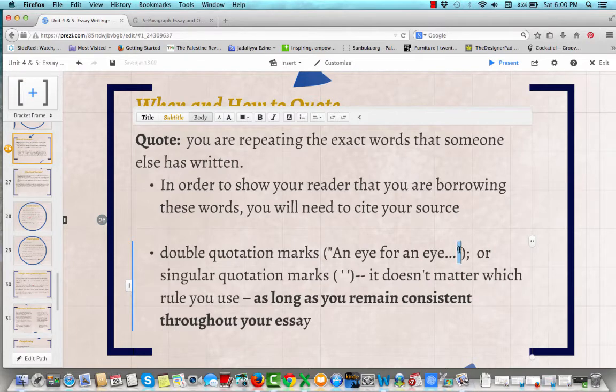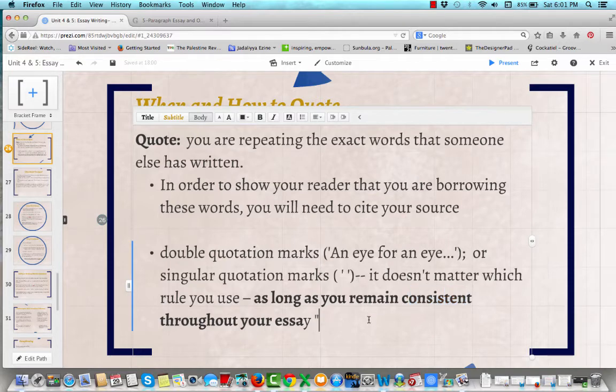Why is this important? Because it tells the reader, the person who is reading your paper, that the quote, this wording, is not yours, that it has started from here and it ends over here. Alright, guys? Now, it does not matter if you use double, these two, or if you use single, over here, 1, 1, or 2, 2. But as long as you remain consistent, that means that it is the same throughout your whole essay.